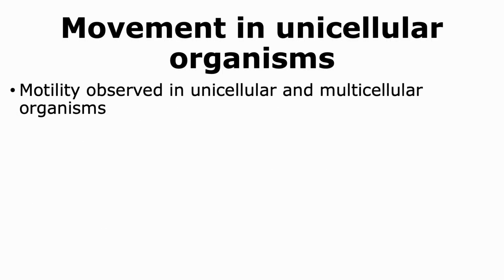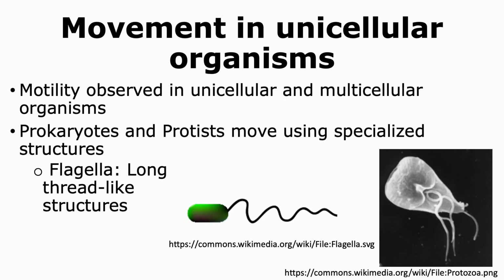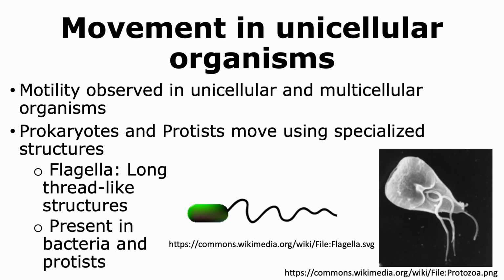The phenomenon of motility, which is the ability to move from one place to another, is observed in both unicellular as well as multicellular organisms. In the case of unicellular organisms like prokaryotes and protists, the motility is achievable using specialized structures. An example of such specialized structure is flagella, which are these long thread-like structures that are observed in both bacteria as well as protists.